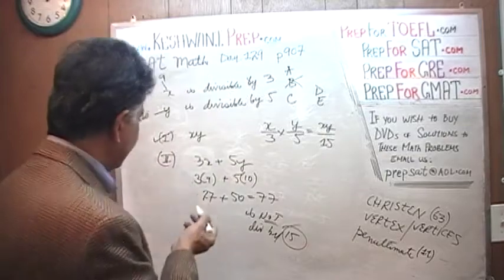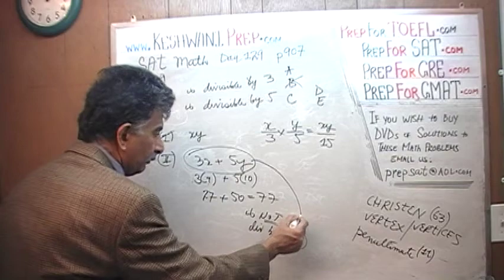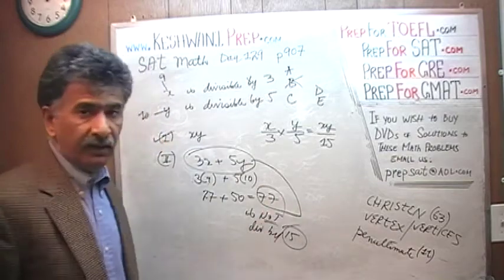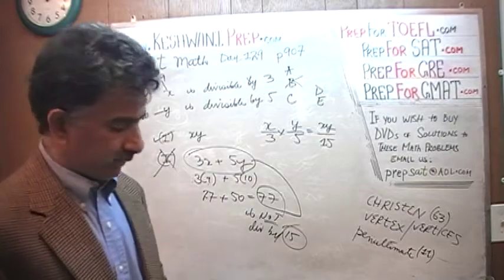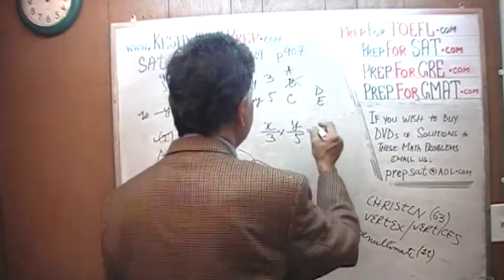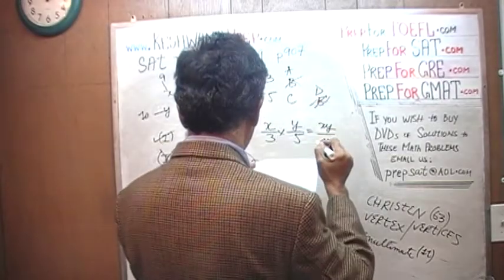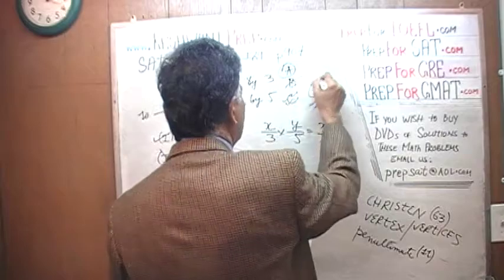If x happens to be 9 and y happens to be 10, the expression turns out to be 77, which we just found is not divisible by 15, which means the correct answer, whatever it is, cannot have 2 in it. What can we cross out? We can cross out answer choice E, and we can cross out answer choice C. The answer is either A or D.